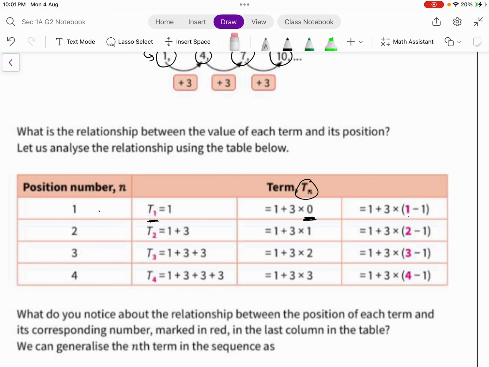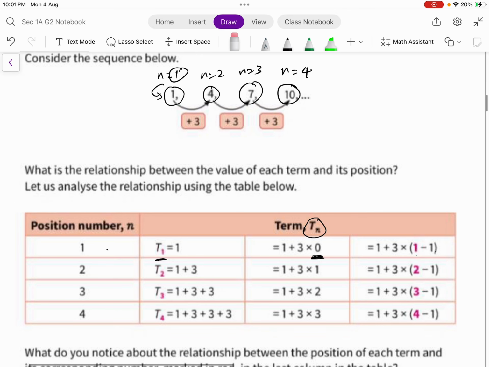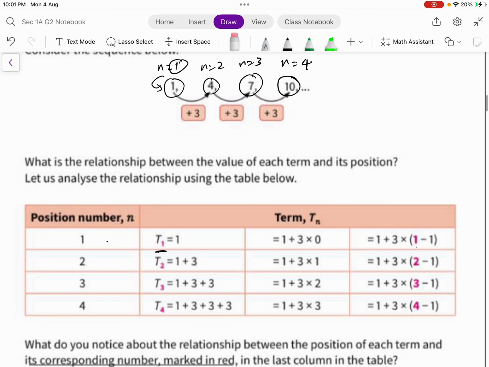Okay, so it's actually very simple. So this is where algebra comes in. Let's say we have our first number here. This is our first place number, and we found out in first place the number is 1. So Tn, this n is to represent your position number or your placing. So first place number T1 equals 1.